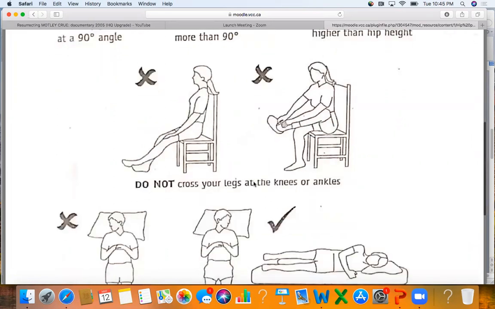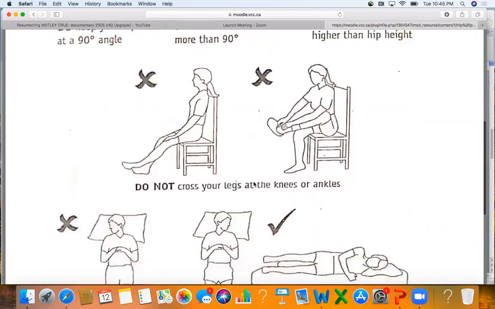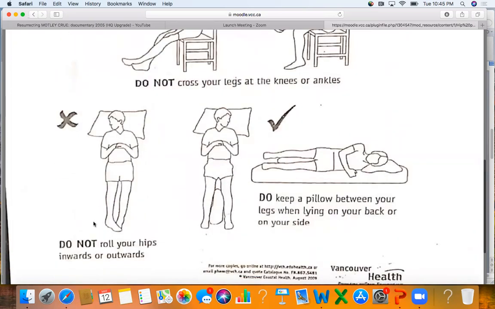No crossing of the legs. And this is for 4 to 6 weeks. Let's avoid twisting. They say rolling your hips. I call it twisting the feet, twisting the leg. Let's avoid twisting that leg, or what they call rolling the hips. It puts pressure on the joints.